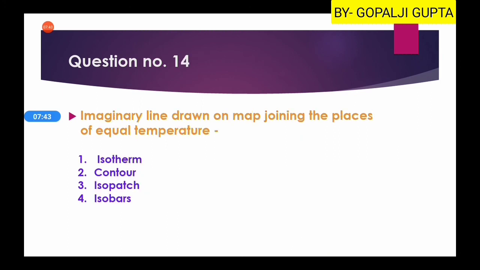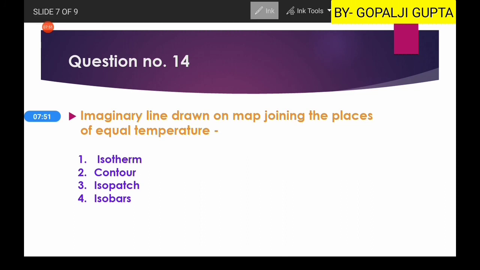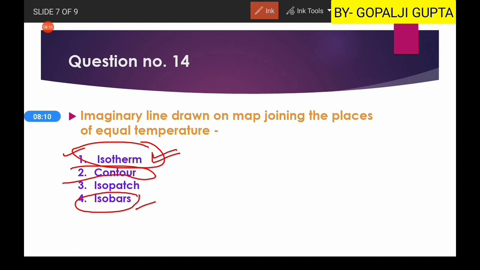Then the next question is: imaginary line which is drawn on a map joining the places of equal temperature. As contour lines are the lines which join the points of equal elevation, isotherm lines are the lines which join the points of equal temperature. So isotherm, first option, will be our right answer. Then you have the isobars. Isobars means the lines which join the points of equal pressure. Therm is for temperature, contour is for elevation, and isobars is for equal pressure areas.